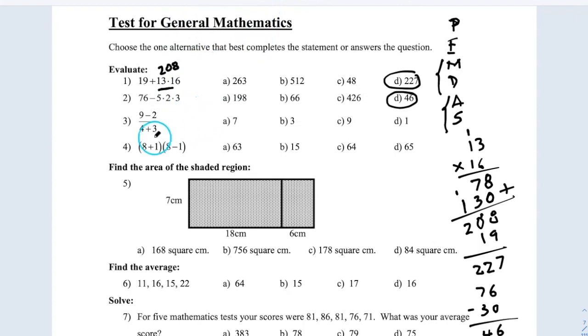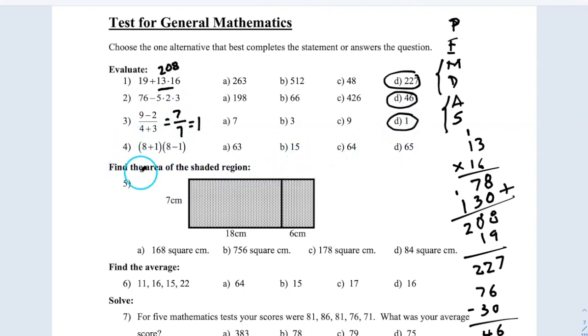For number 3, we have a division. So what's going to happen is we're going to do PEMDAS on the top and PEMDAS on the bottom. They're individual. So the top is only one operation, 9 minus 2 gives you 7. And the bottom as well, only 1. 4 plus 3 is 7. And at the end, you do the division. 7 divided by 7 is 1. It's D again, a lot of D's.